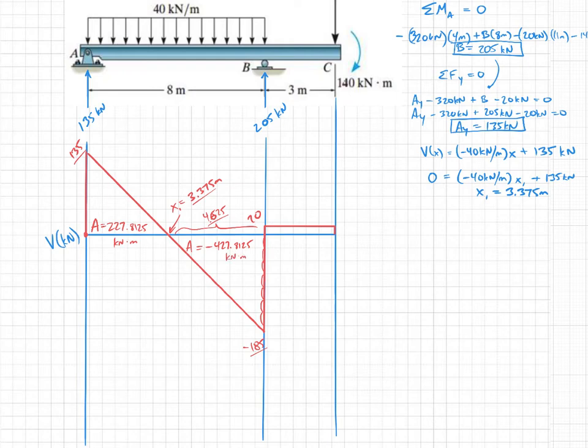Okay. And then we'll get the area of this one right here, which I'm just going to write over here, and it's going to be a positive. Let's see, it's base times height. So it's 3 meters times the height of that thing, which is 20. So it's going to be 60 kilonewtons times meters.